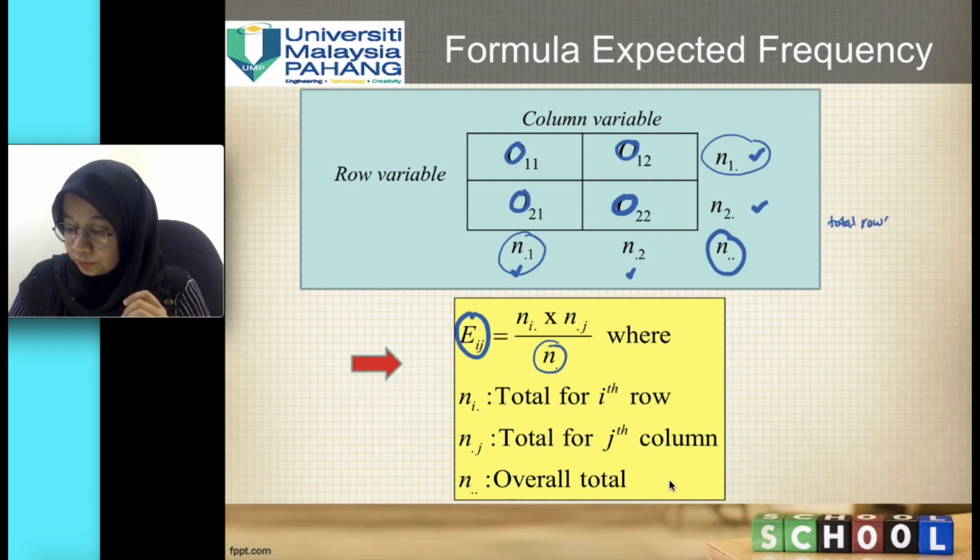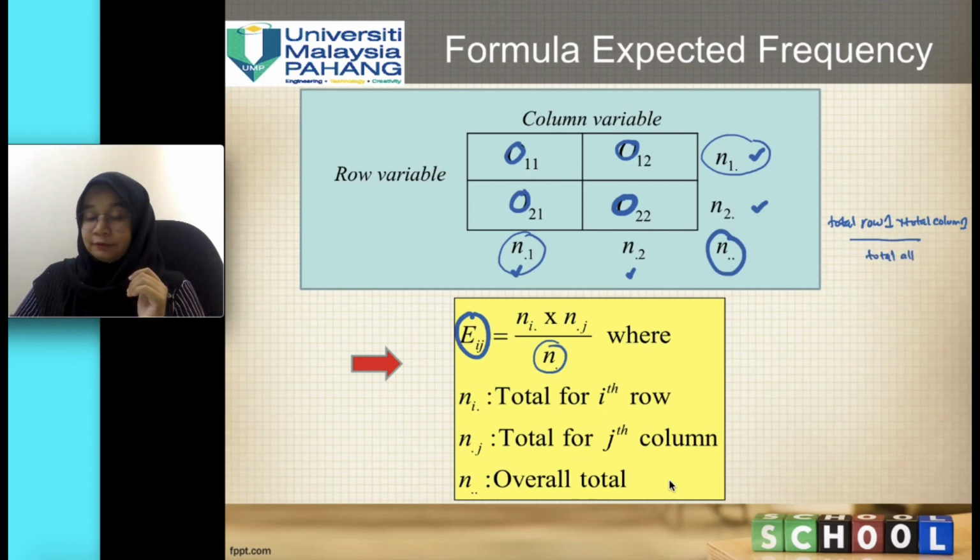Total row 1 times total column 1 divided by total all. You will get the first E. And then you follow total row 2 times column 1. And then total row 3 times column 1. Done for column 1, you move to column 2. Okay, don't worry. We will look at it later on in the example.